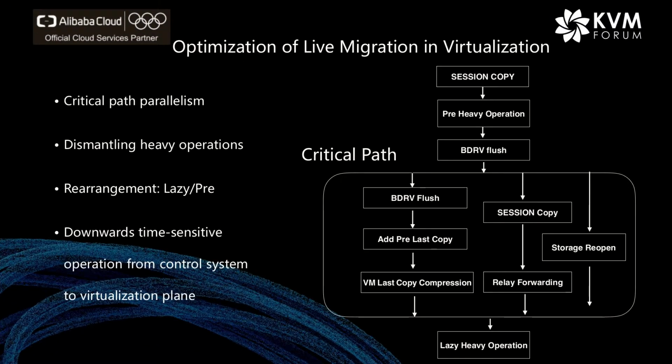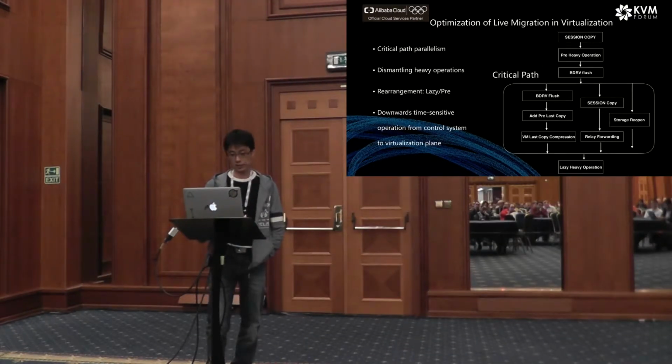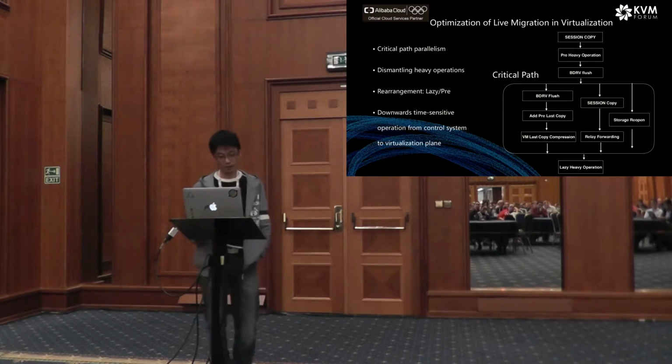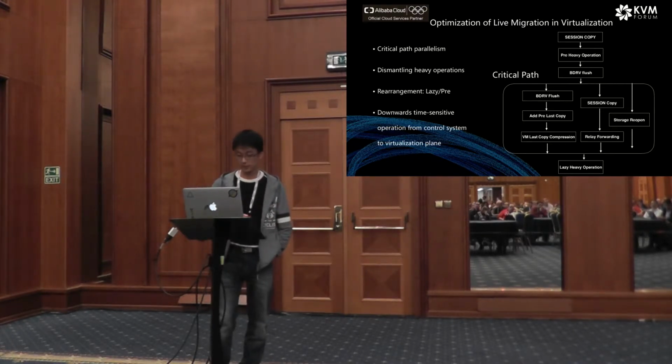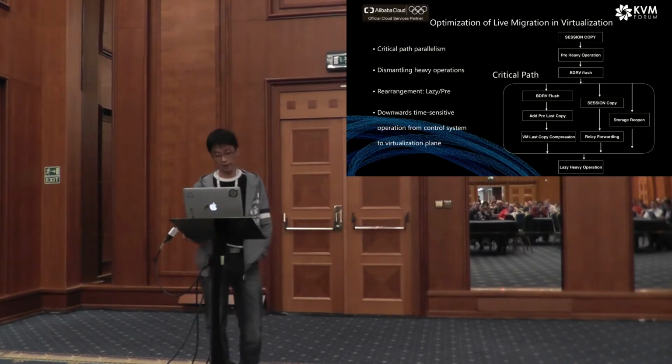Then optimization can be performed thanks to the bonus of the decoupling. The first is critical path parallelism. This is used to reduce the downtime, so that things can be done in parallel. Another optimization is that heavy operations in the cloud are dismantled and rearranged, like BDRE flush and session copy. Some have been put ahead of the critical path and some postponed.